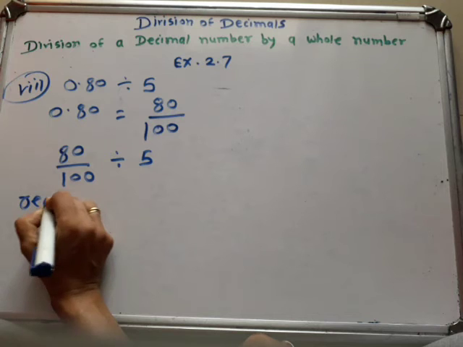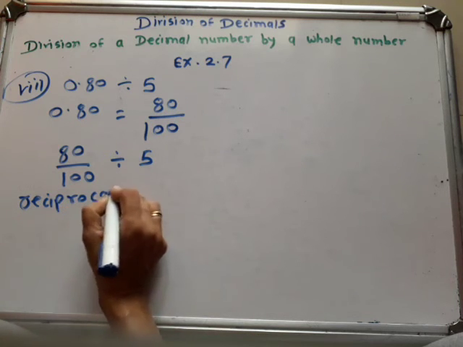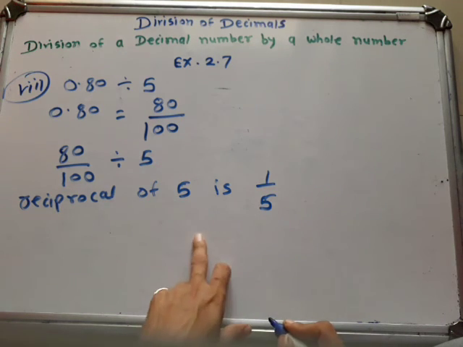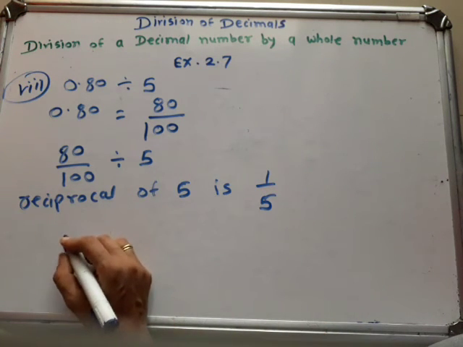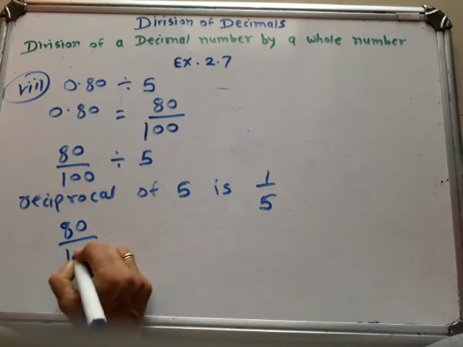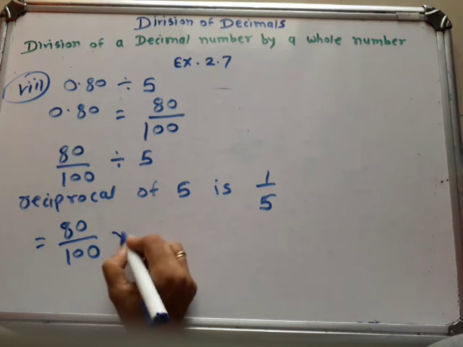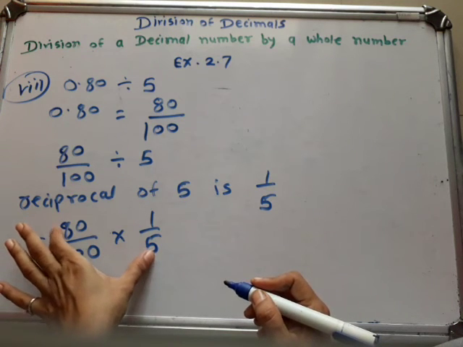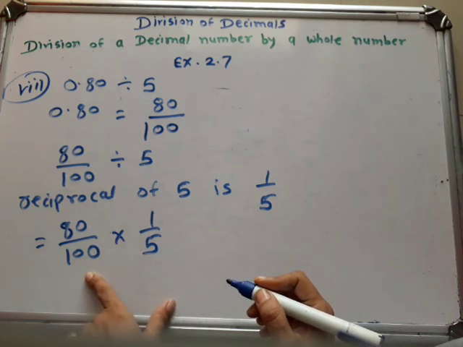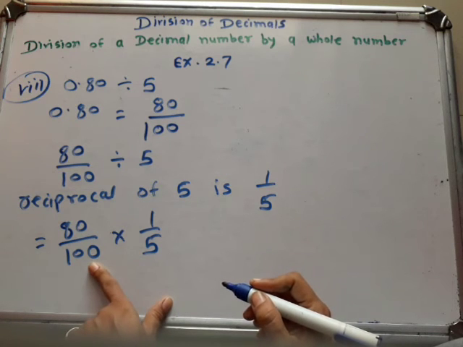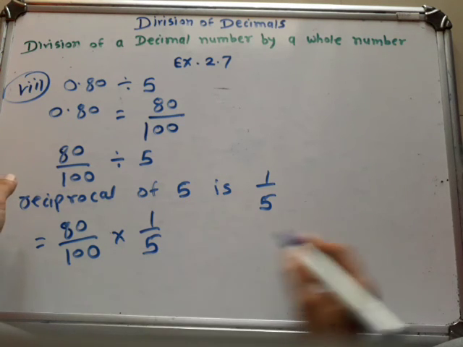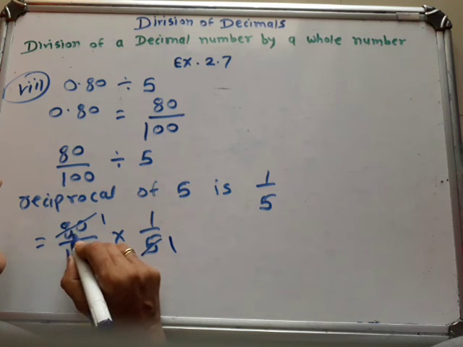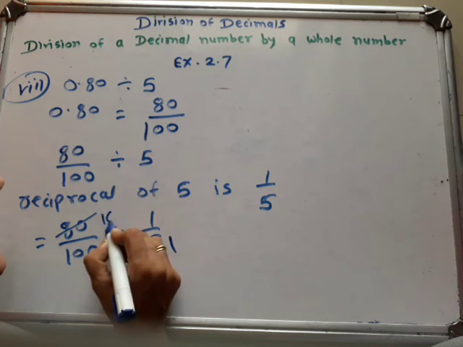Now you have to take the reciprocal of 5, which is 1 upon 5. Okay, we change the places of numerator and denominator. Then 80 upon 100 multiplied by 1 upon 5. Okay, so you have to solve these two. 80 divided by 5. 100 we write as it is. So 5 1s are 5. Here again 5 1s are 5. 3 remainder. 5 6s are 30.